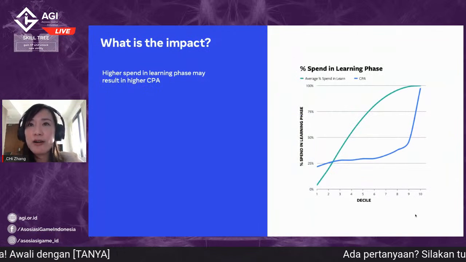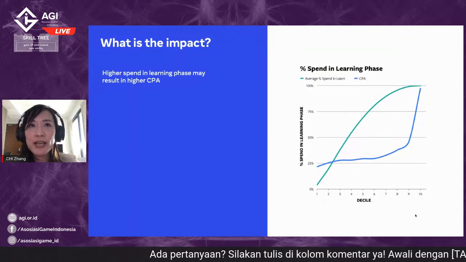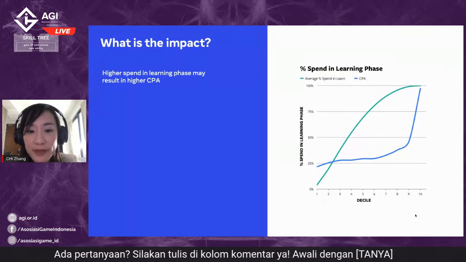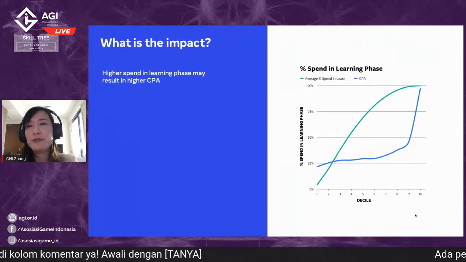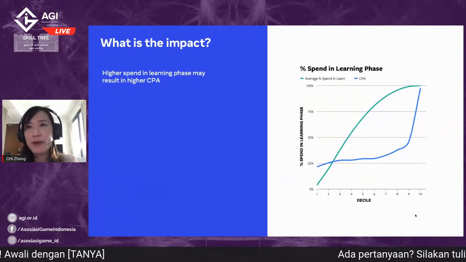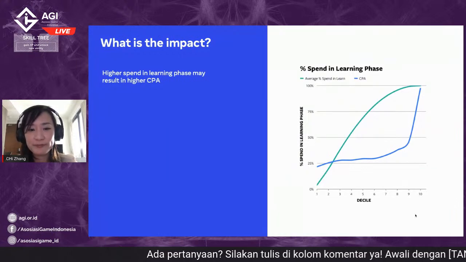If your ad sets are able to exit the learning phase faster, it might potentially lead to better performance, in that you might have more results and you might have a lower CPA if you exit the learning phase faster.